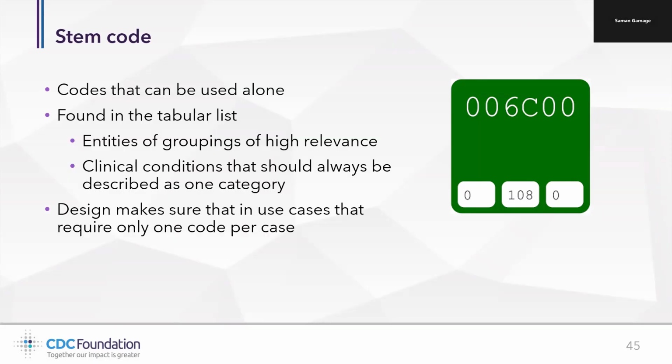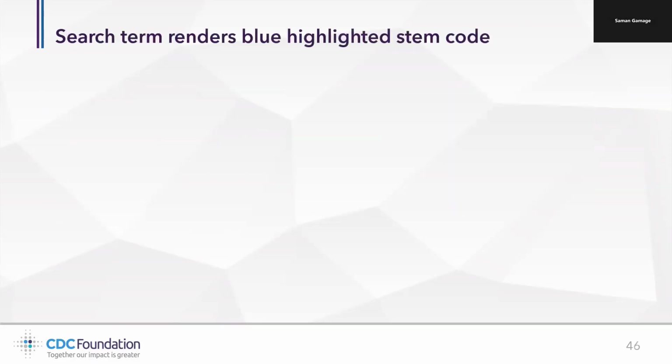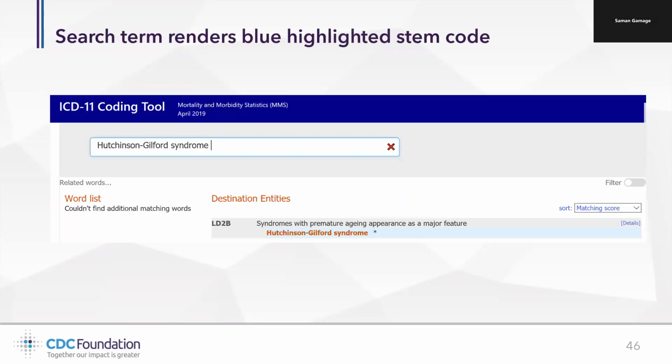The design makes sure that use cases that require only one code per case are supported. Here is an example. Hutchinson-Gilford syndrome. The code is LD2B, which is a stem code because Hutchinson-Gilford syndrome is represented by a single code that can exist alone.